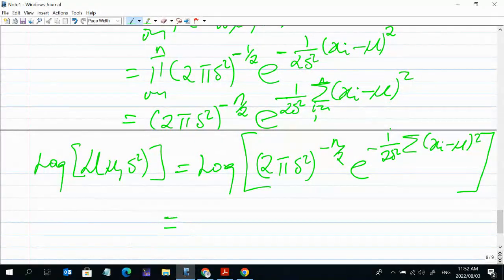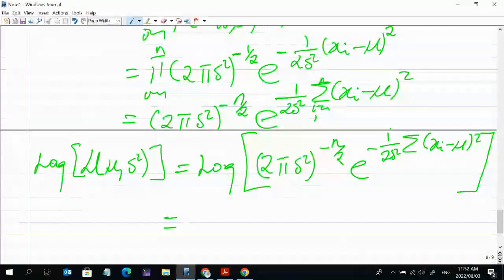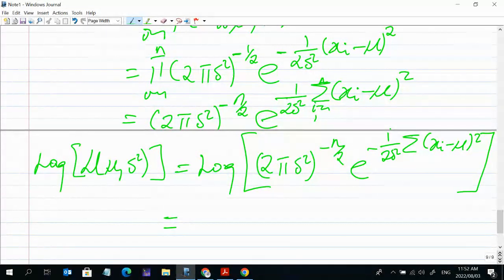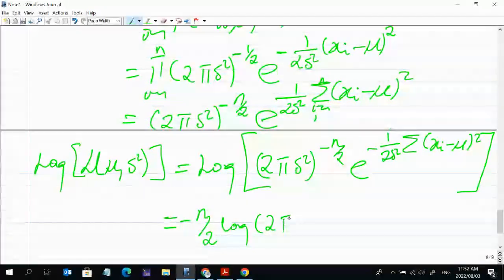I'm not going to repeat the rules of logarithms. So now you know that the log of AB is nothing but the log of A plus the log of B, and the log of x to the power n is nothing but n times the log of x. So I'm going to apply that to this. So this power will come down. We'll have n over 2, the log of 2 pi sigma squared.